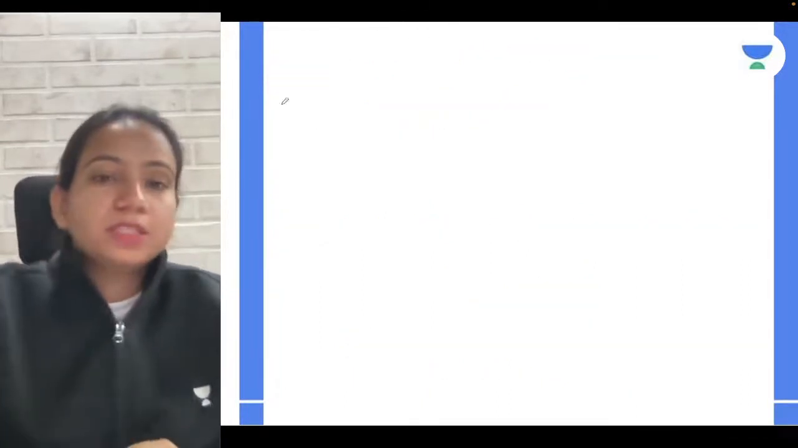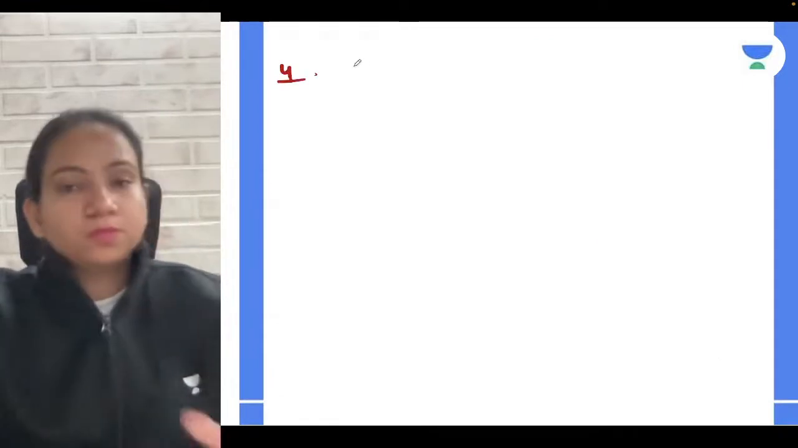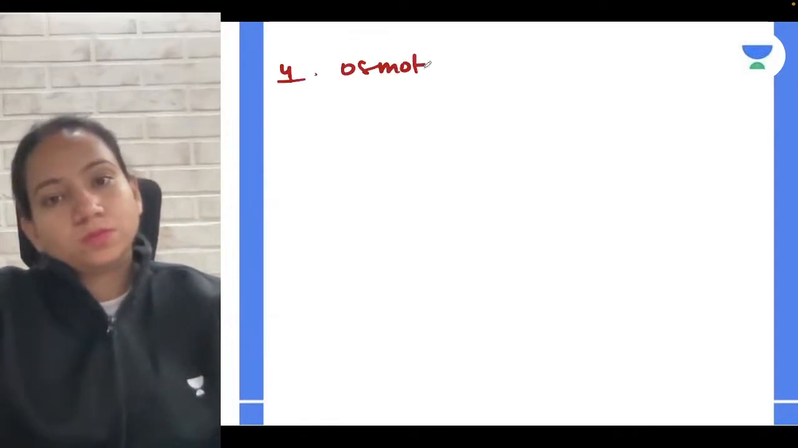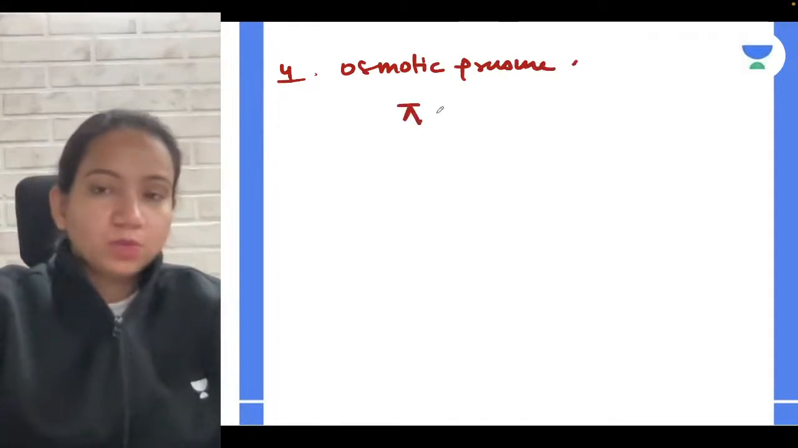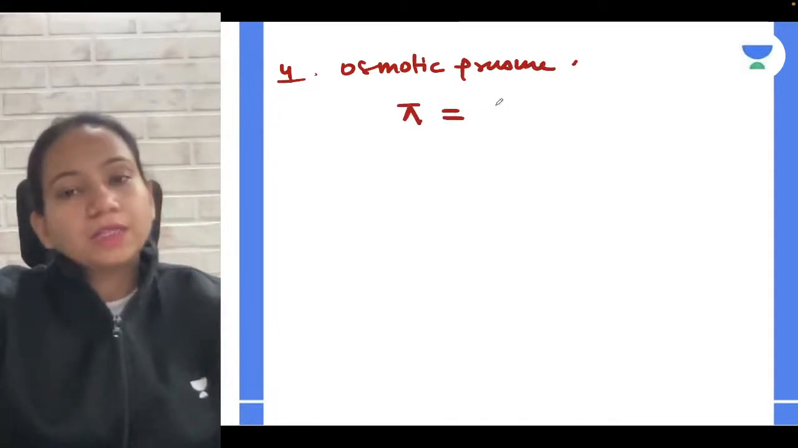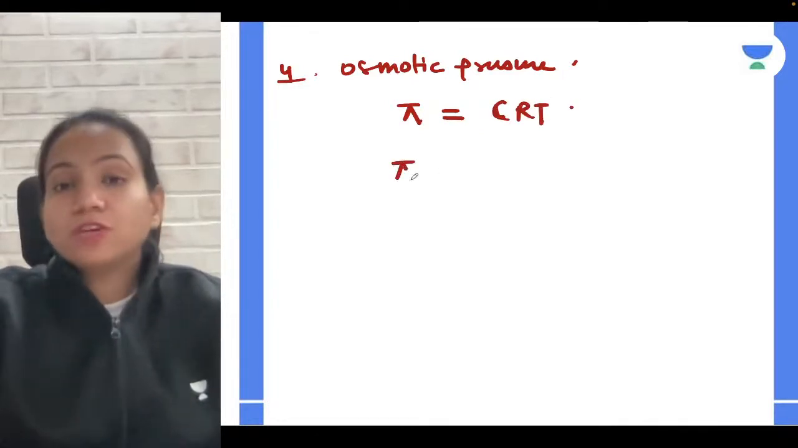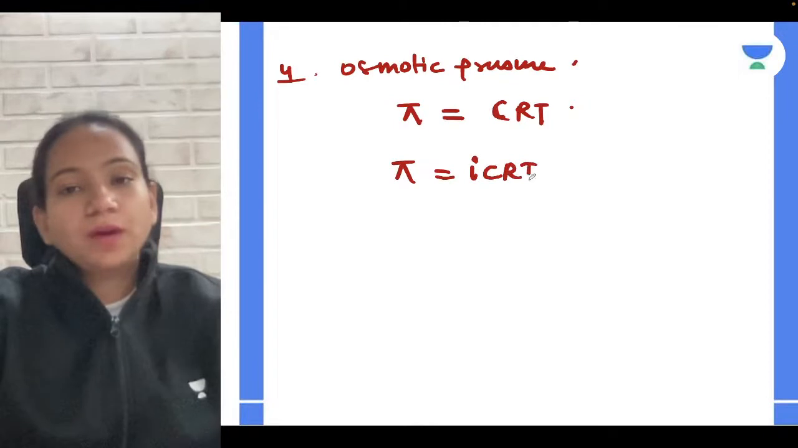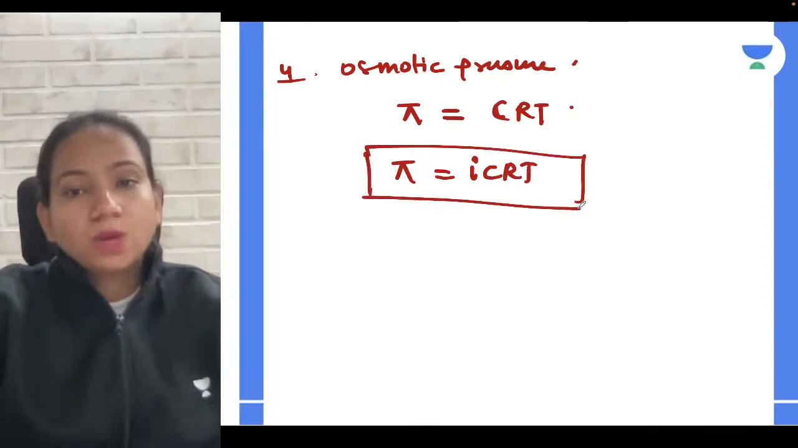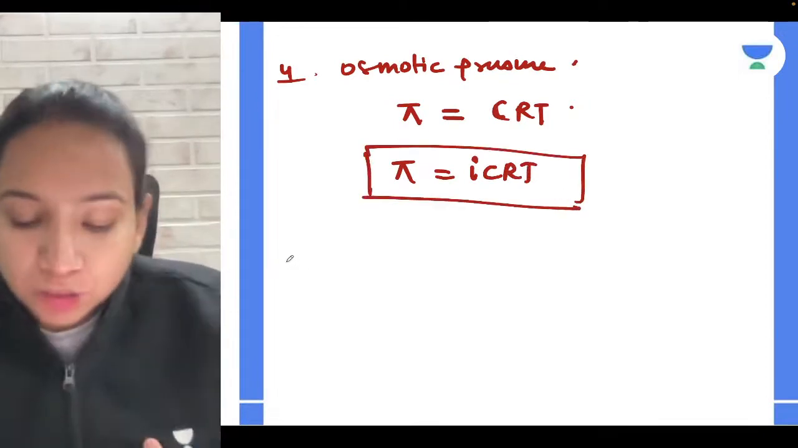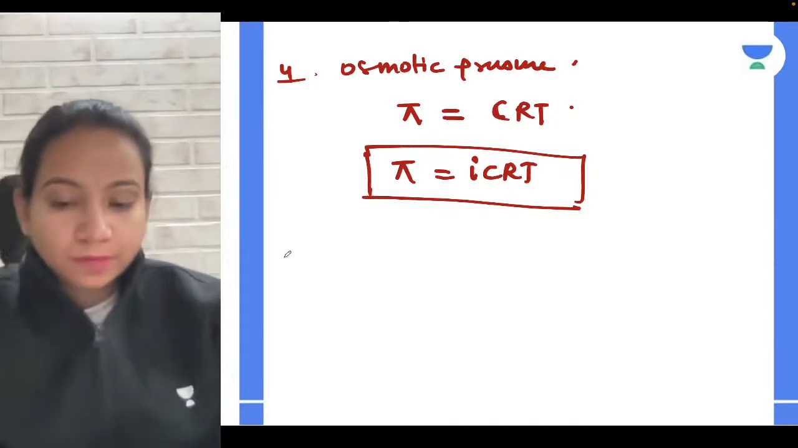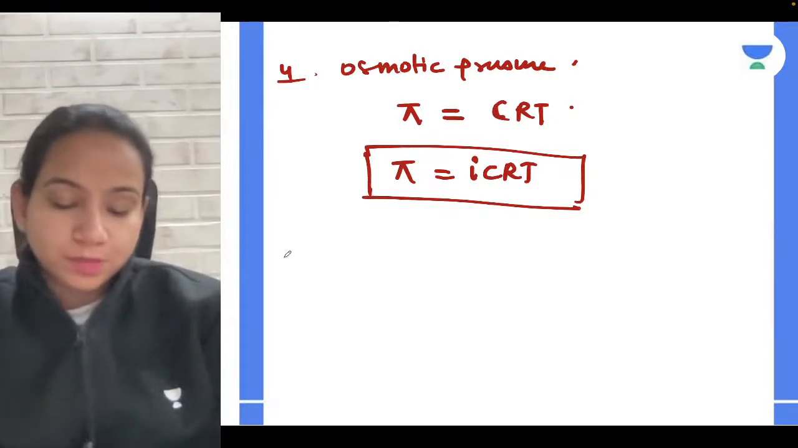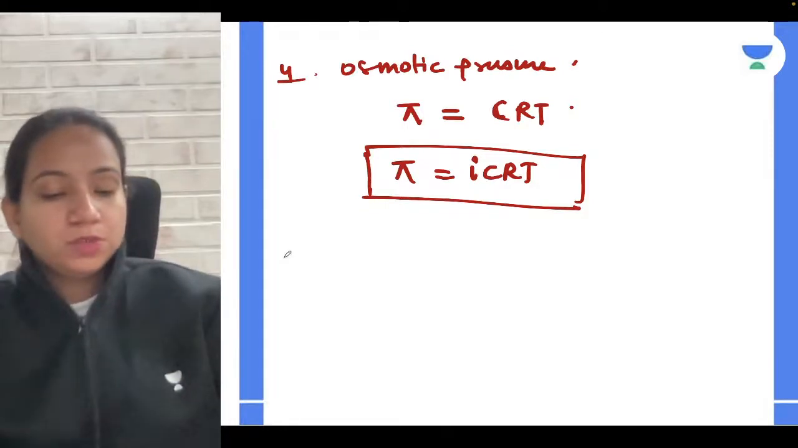Now talking about the fourth one, osmotic pressure. For osmotic pressure, we had pi is equal to CRT as the formula. But if we apply the Van't Hoff factor to get the correct molar mass, I will be using I, which is the Van't Hoff factor. It's a correction factor to get the exact molar masses. It is very simple. I hope everyone is able to relate.